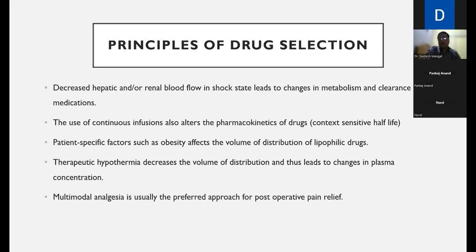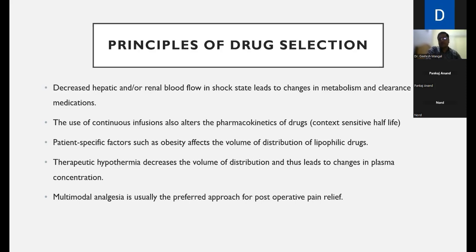When we talk about the principles of drug selection, critical illness brings some unique aspects. When the patient is in shock, there is decreased hepatic and renal blood flow, which leads to changes in metabolism. The renal clearance and hepatic clearance are reduced. So, we have to adjust the doses accordingly, and we have to repeatedly stop the sedation and check for arousal of the patient daily. And the use of continuous infusions also alters the pharmacokinetics of the drugs.